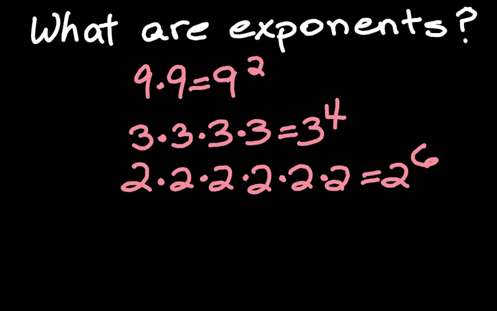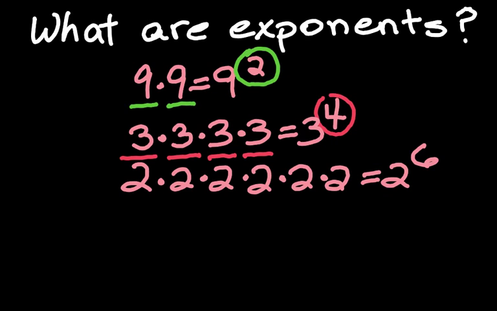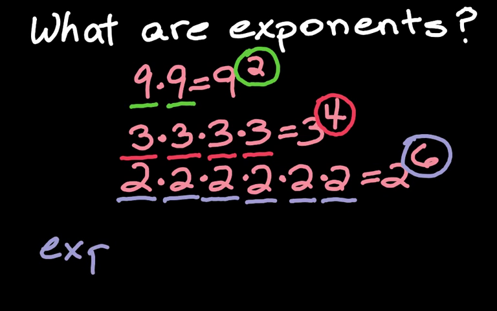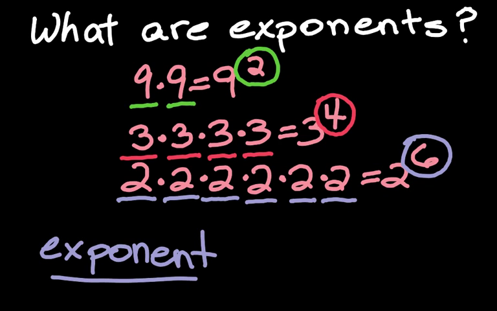So you're saying to yourself, well, what's the pattern? Let's see if we can find out what it is. Counting the nines, there's 1, 2 nines, and the exponent, the number that's up there in the air, is 2. There's 1, 2, 3, 4 threes, and the exponent is 4. See if you can guess. There are 1, 2, 3, 4, 5, 6 twos, and the number up there in the air is 6. So the exponent tells you how many times you multiply the number times itself.